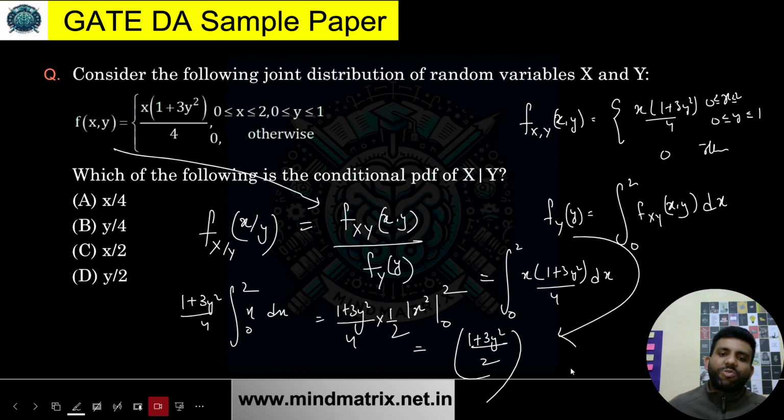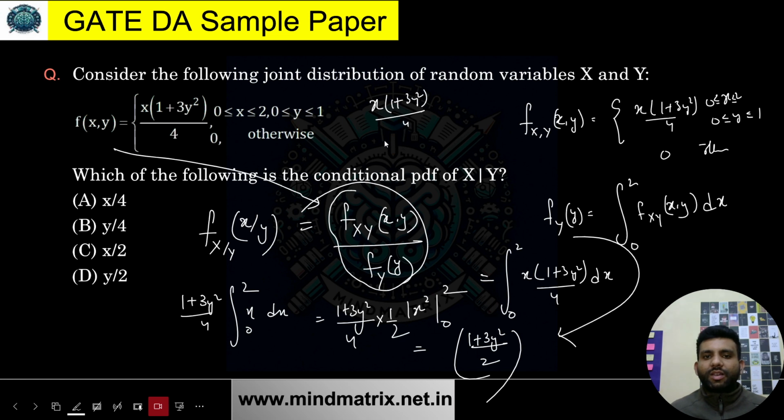Now you can easily calculate this. It won't be a big issue, I guess. You just need to divide x(1 + 3y²) by the marginal density, and the range has to be taken care of. What exactly is there in the denominator? Over here there was 2 squared, so the 4 cancels and we got 2 only in the denominator. The (1 + 3y²) gets cancelled completely. So what do we get? We get x by 2. So C is the final answer.